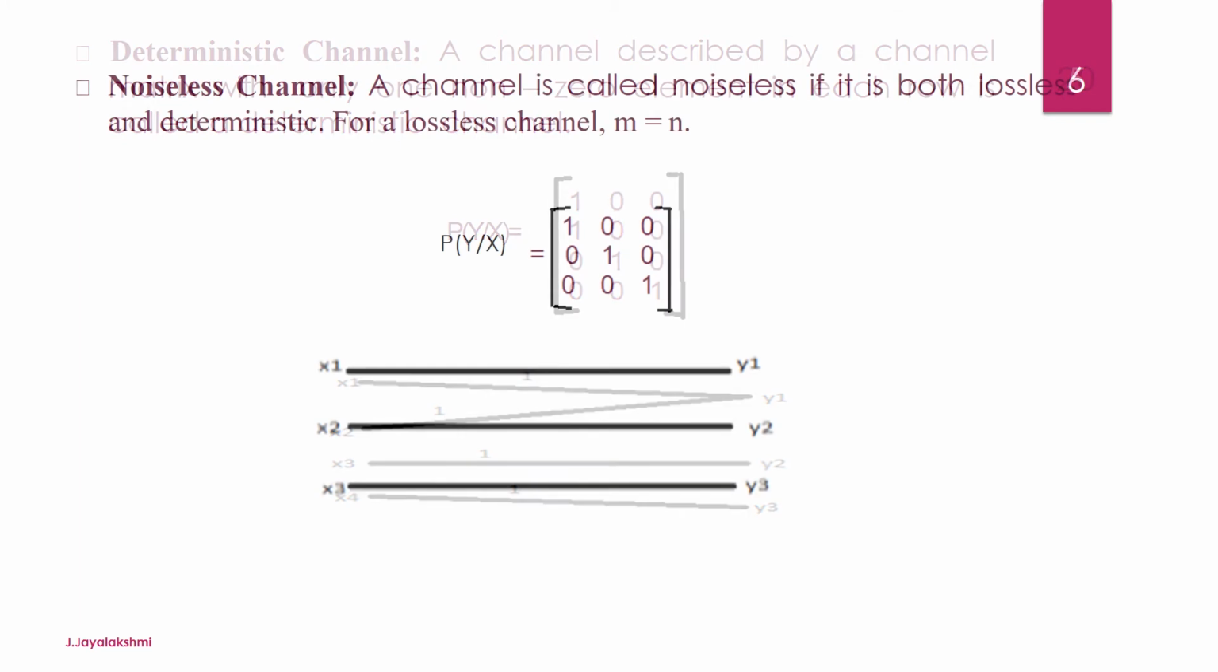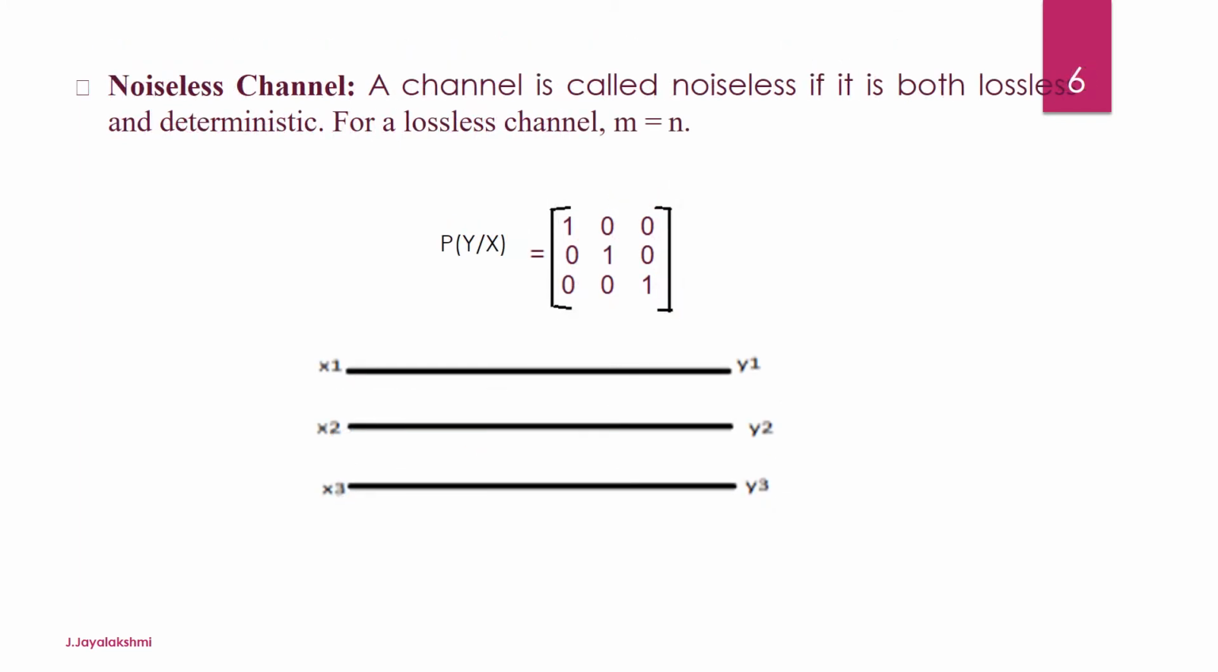Moving on to the noiseless channel. A channel is called noiseless if it is both lossless and deterministic. That is, for a lossless channel m is equal to n. It is similar to an identity matrix, so all the diagonal elements are 1, 1, 1. That is, each and every element transmitted is received by the corresponding output. So x1 transmitted, y1 received; x2 transmitted, y2 received; and x3 transmitted, y3 received.